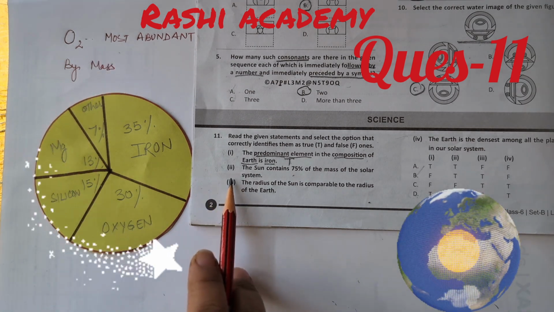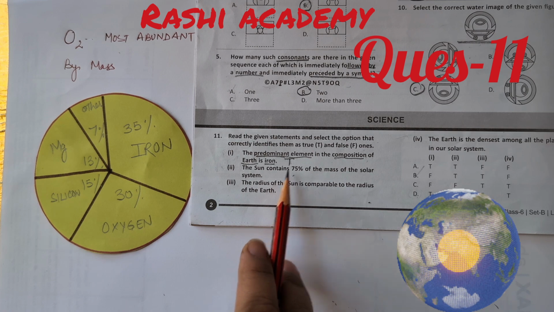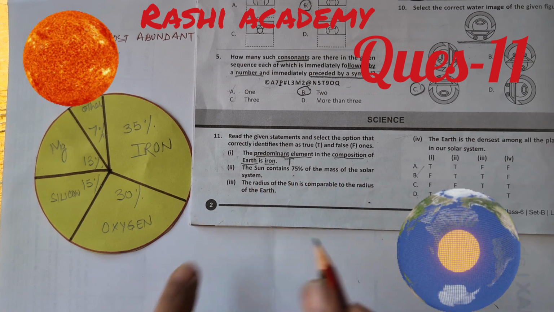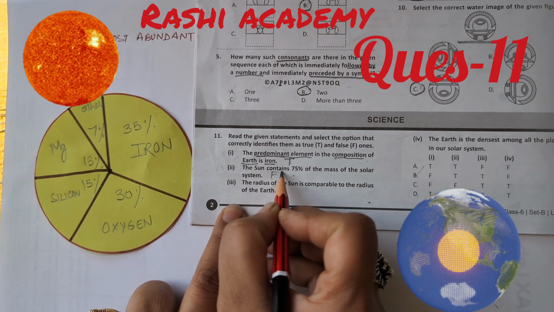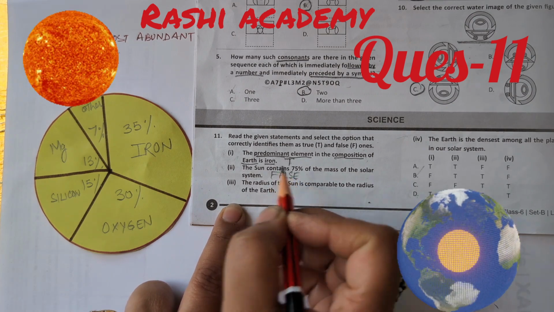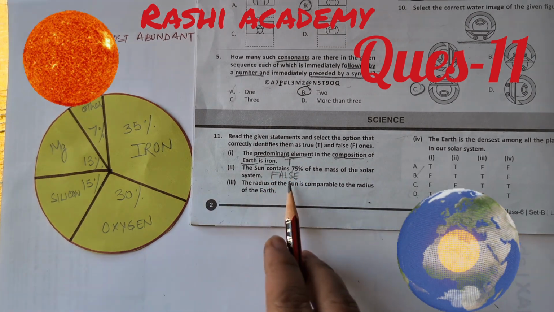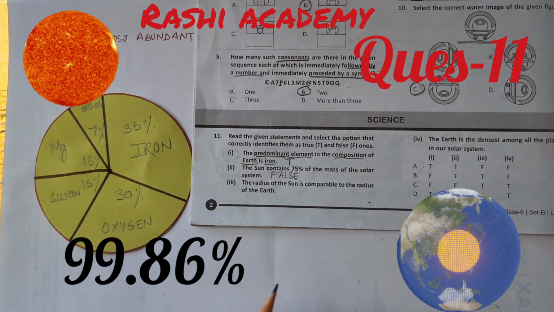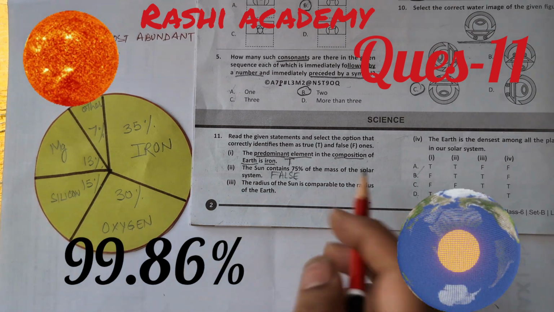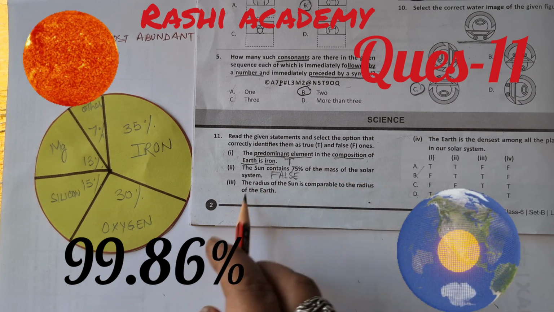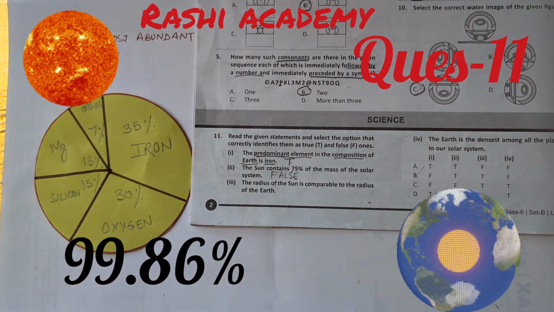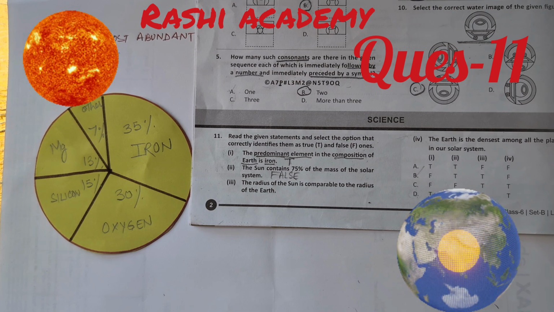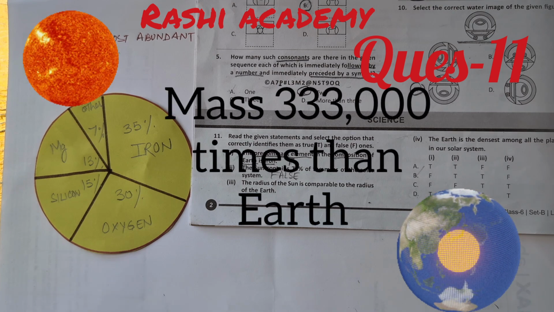Now, the second point: the sun contains 75% of the mass of the solar system. That's false. Why? Because the sun contains 99.86% of the mass of the solar system. Its mass is more than 333,000 times that of Earth.